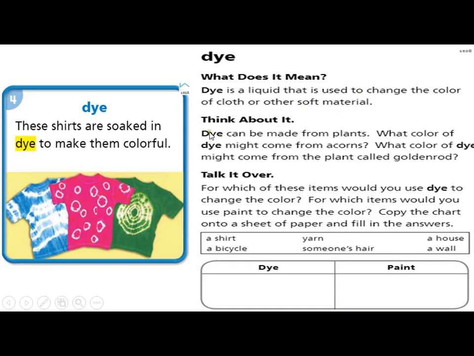So can you dye a house? No. You paint a house. You paint a wall. You paint a bicycle. But you dye a shirt. You dye yarn. And you dye someone's hair. So anything that is absorbent, that soaks the liquid, we call it a dye. Alright?